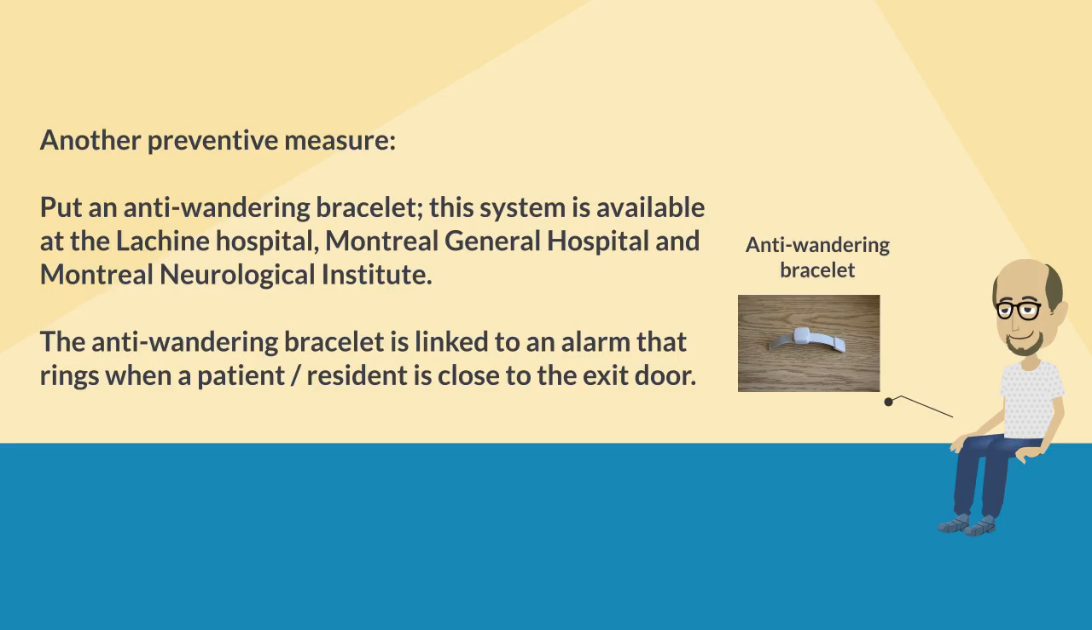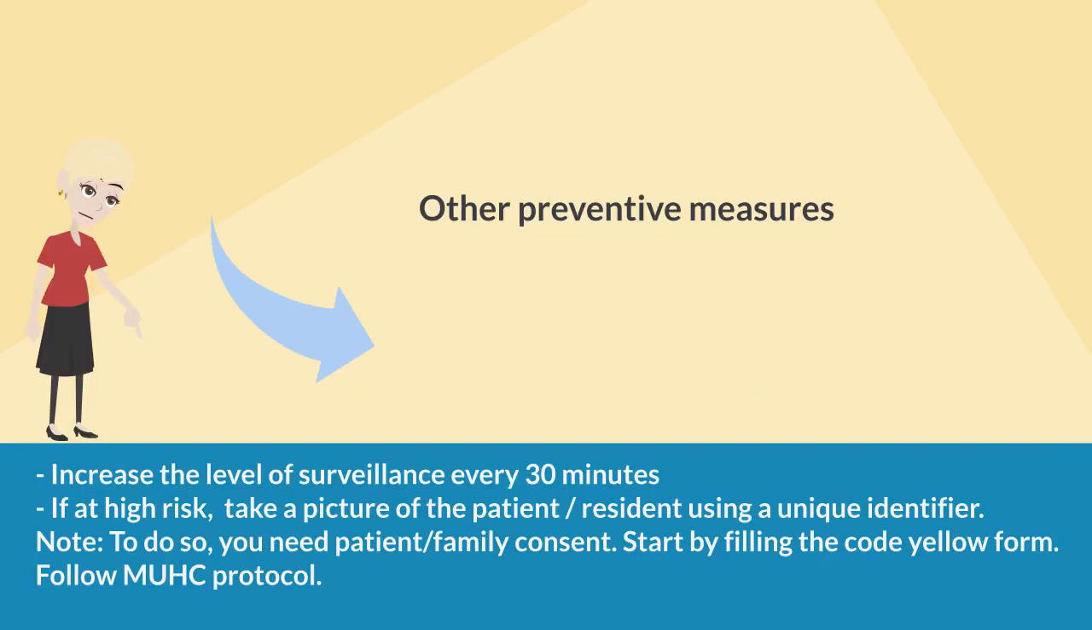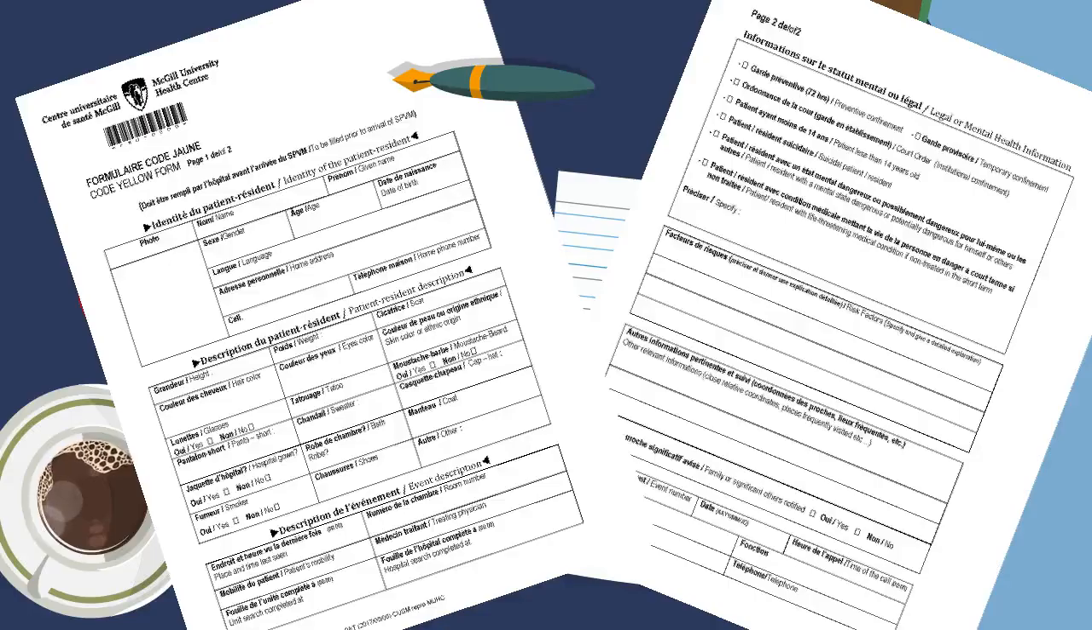As another preventive intervention, there is the anti-wandering bracelet, which is available on most of our sites except the Glen. This bracelet will activate a bell when a patient is near an exit door. Other preventive interventions that can be used include increasing the monitoring interval to every 30 minutes, for example. If the risk present is higher, the clinical team may decide to start a code yellow form, which allows you to include the patient description as well as a picture.